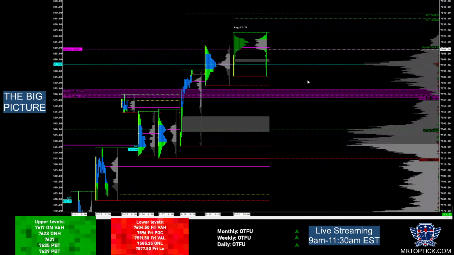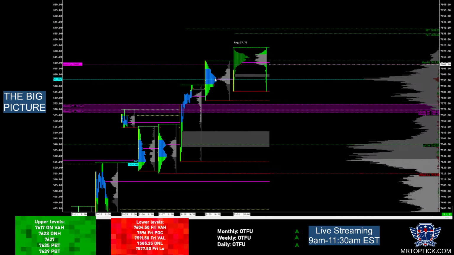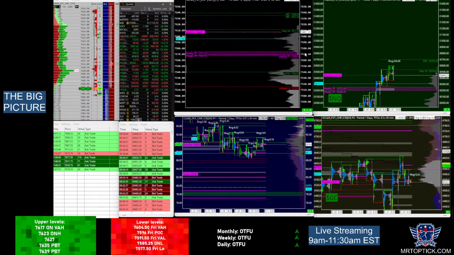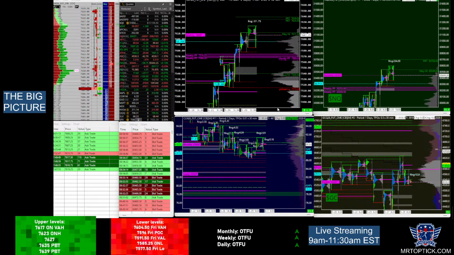we end up accepting. Now, if we are not able to get inside Friday's value and we hold above it, and we get back above Friday's high, then overnight high is first, and then these bullish imbalances at 76.35 and 76.39. Those would clean up the imbalances. And then that's it for ES.